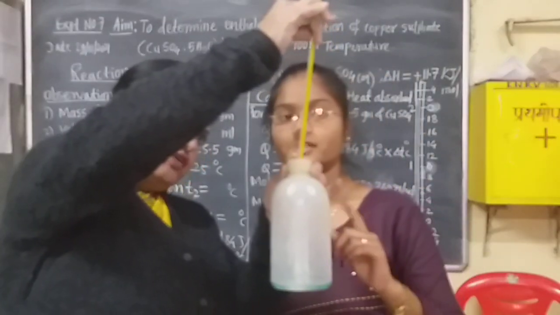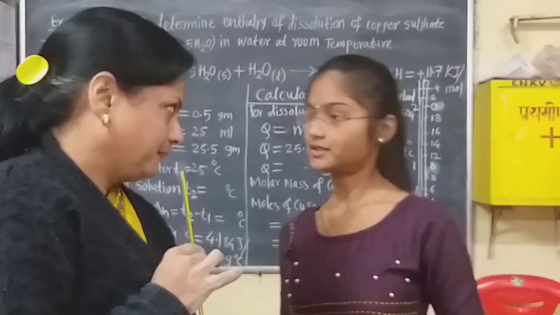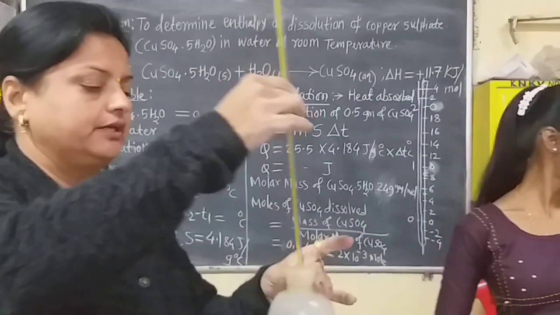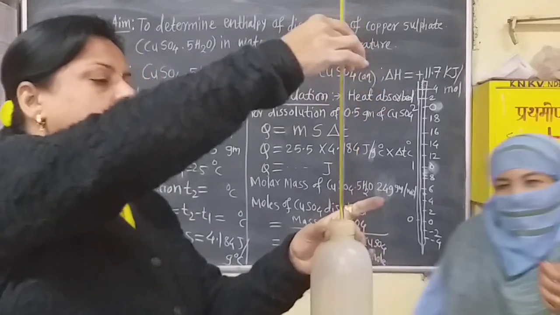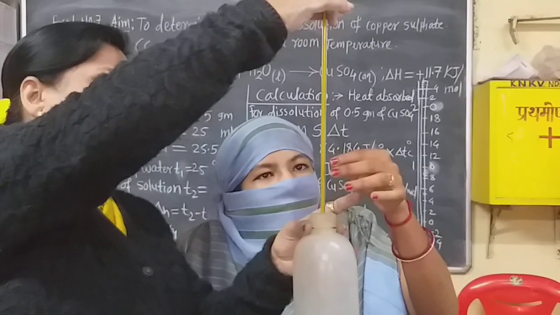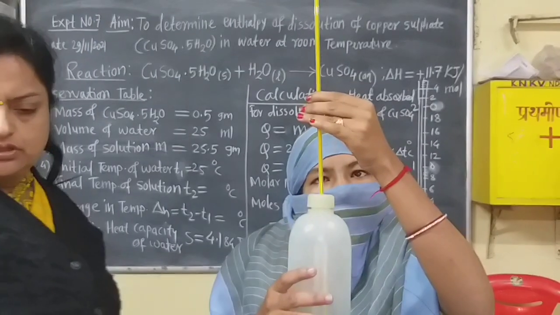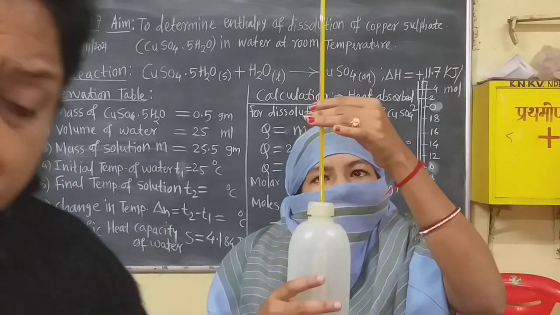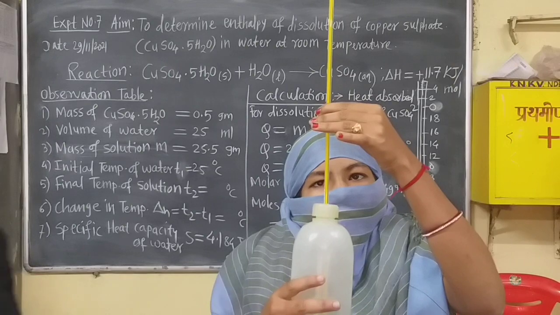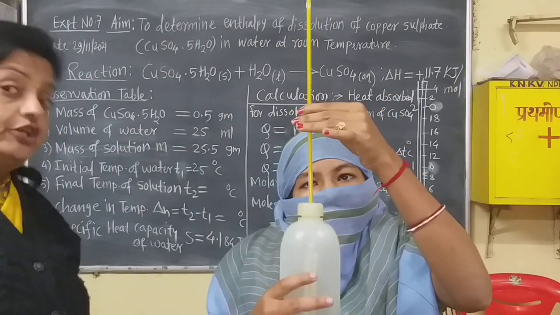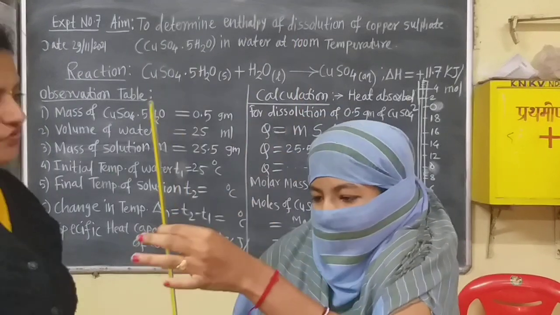Above the 22, there is the fifth line. That means 23. You also see the temperature. Take it in your hands and see the temperature. The temperature is about 22, and the fifth line means 23.